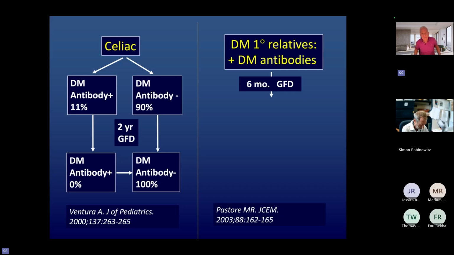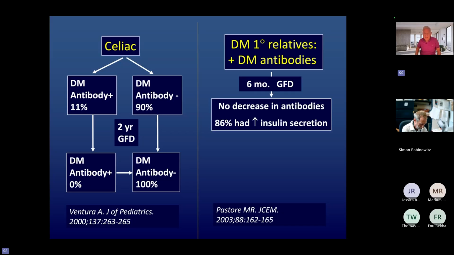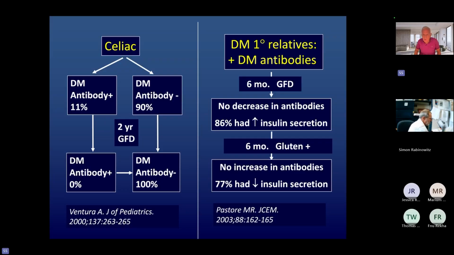Let's look at diabetes mellitus in first-degree relatives and those with positive diabetes antibodies. Let's put them for 6 months on a gluten-free diet. There was no decrease in diabetes-related antibodies, but 86% of them manifested increased insulin secretion. After 6 more months on a gluten-containing diet, there was no increase in antibodies, but 77% had a reduction in insulin secretion. So clearly, these two disorders are closely linked.